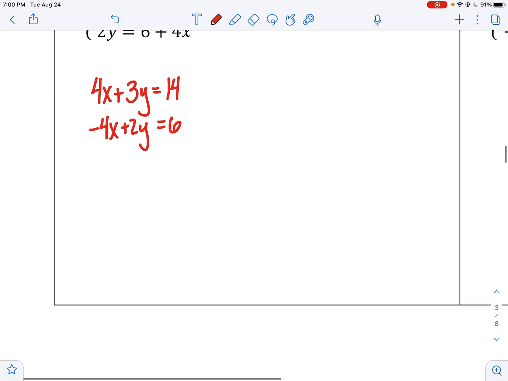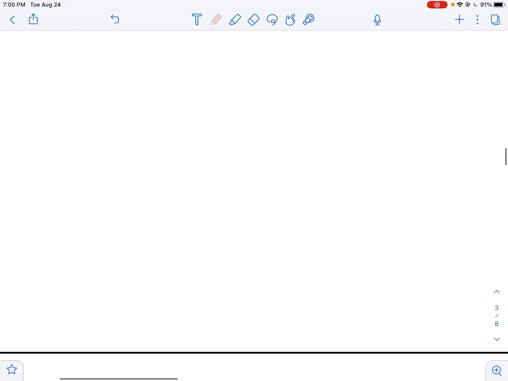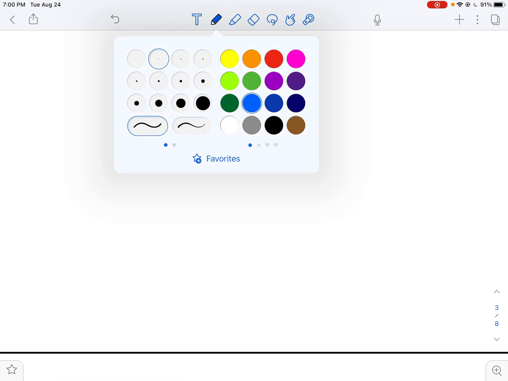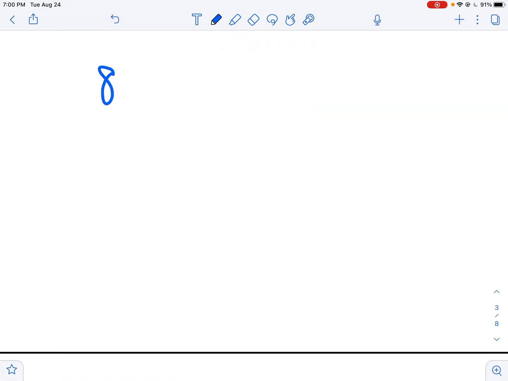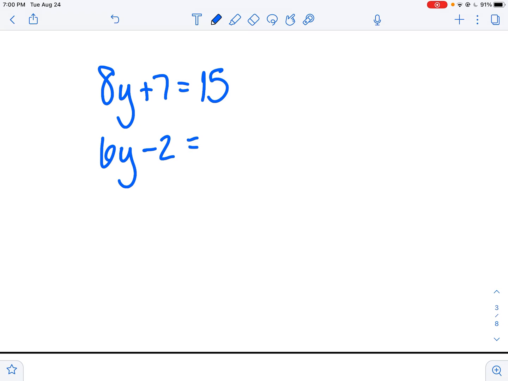But let's say I had something like 8y plus 7x equals 15, and 6y minus 2x equals 11. Two x and seven x. There we go. That's better. Now, what do I do?